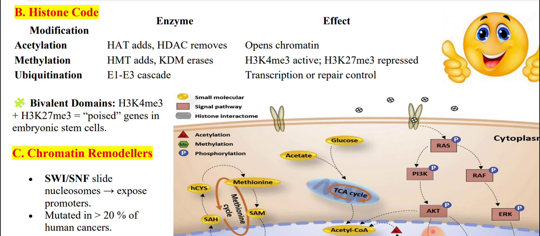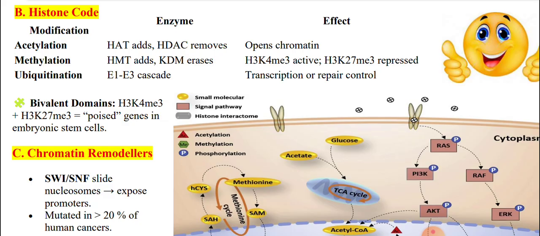Why would that be useful? It allows ESCs to respond rapidly to differentiation cues. If the signal says activate this gene, the repressive H3K27me3 mark can be quickly removed, leaving the activating H3K4me3, and the gene switches on. If the signal says silence this gene, the H3K4me3 mark is removed, locking in the repression via H3K27me3. It provides developmental flexibility. Very clever.